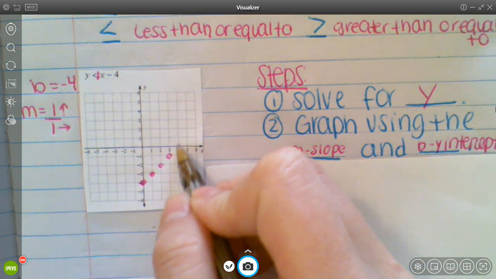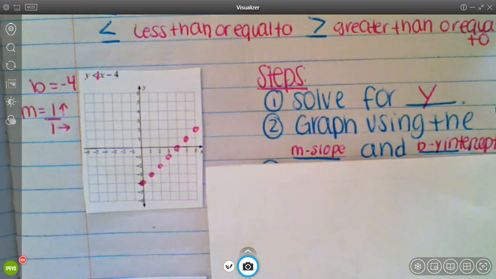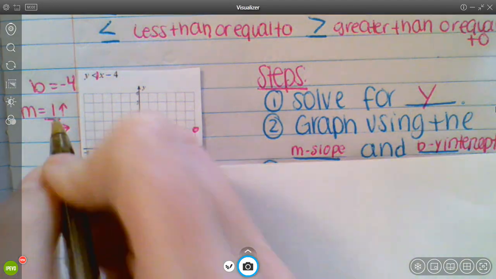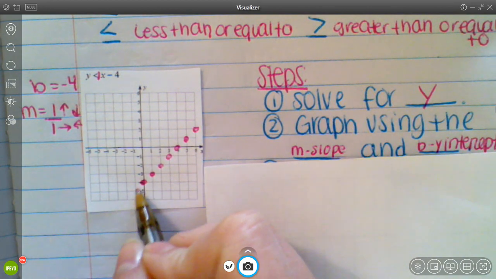And for inequalities, just like when we graphed when they weren't inequalities and they were just equations, we're going to go as far as we can. But remember, I can also then go down and left, and that will fit. So I'm going to go down and left and down and left.